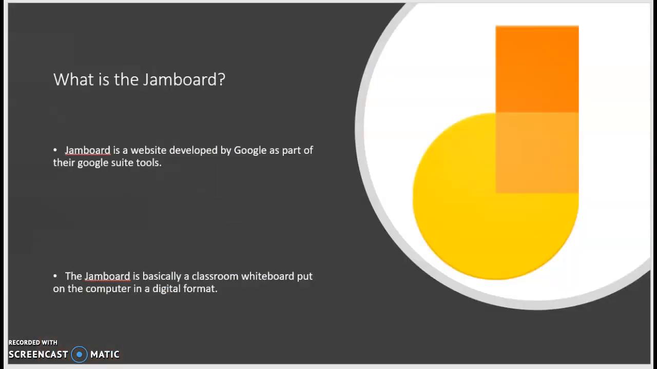What is the Jamboard? Google Jamboard is an application developed by Google for businesses, but it can also be used in the classroom. The Jamboard is a digital version of a whiteboard that is easy to use. Everyone with the link to your Jamboard can see what you are writing in real time, and they can also write back on the Jamboard for immediate feedback.